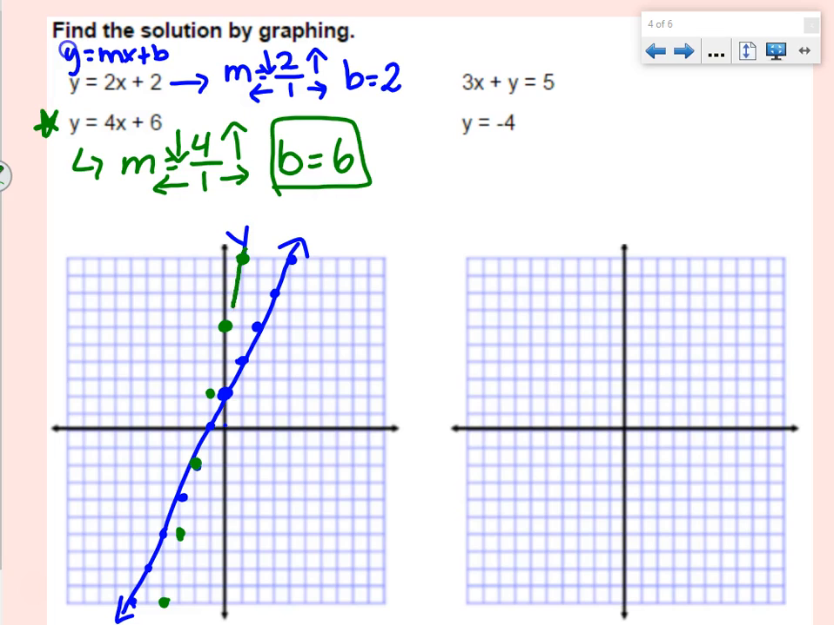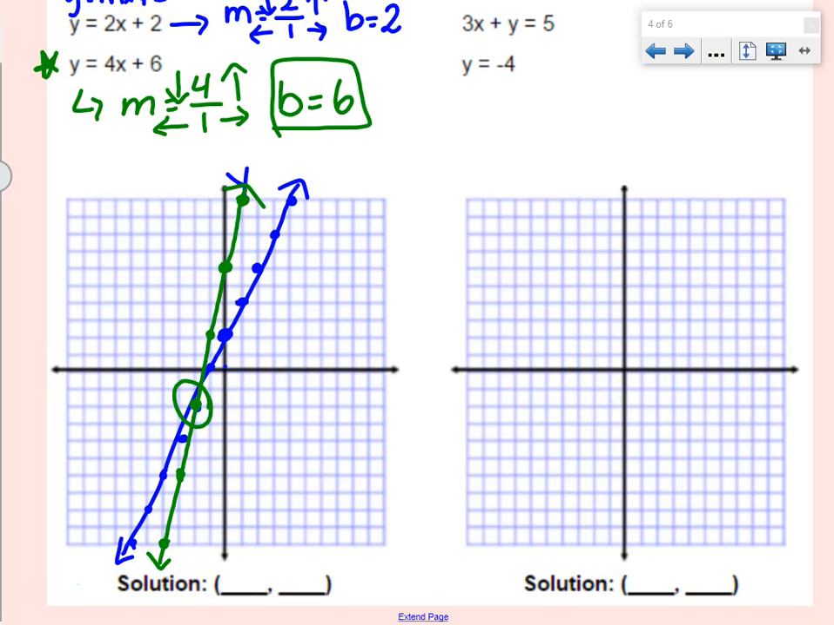Connect all the points to make a nice straight line. And right here, we have our crossing point. Now we can't just circle it and leave it. We have to write our ordered pair. So our solution right here is on the x-axis we're at -2, and on the y-axis we're at -2. So -2, -2. That's where those two lines cross.